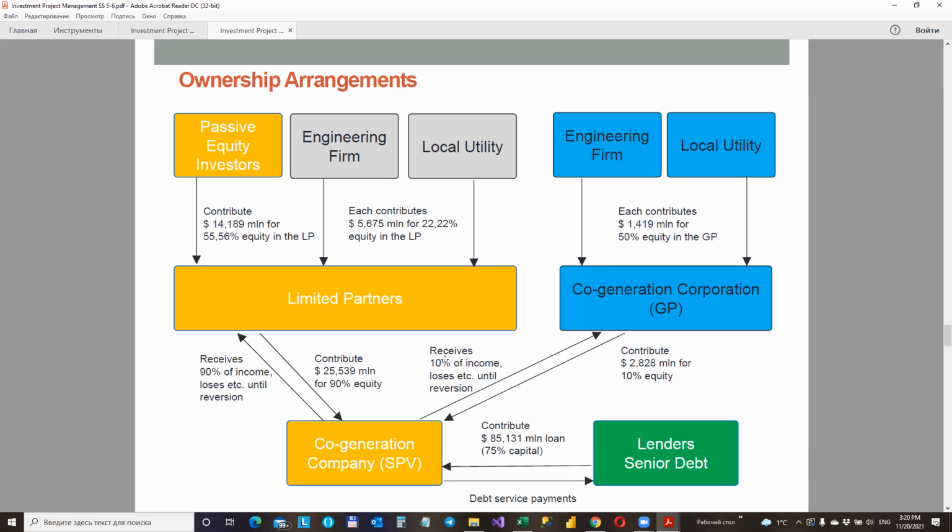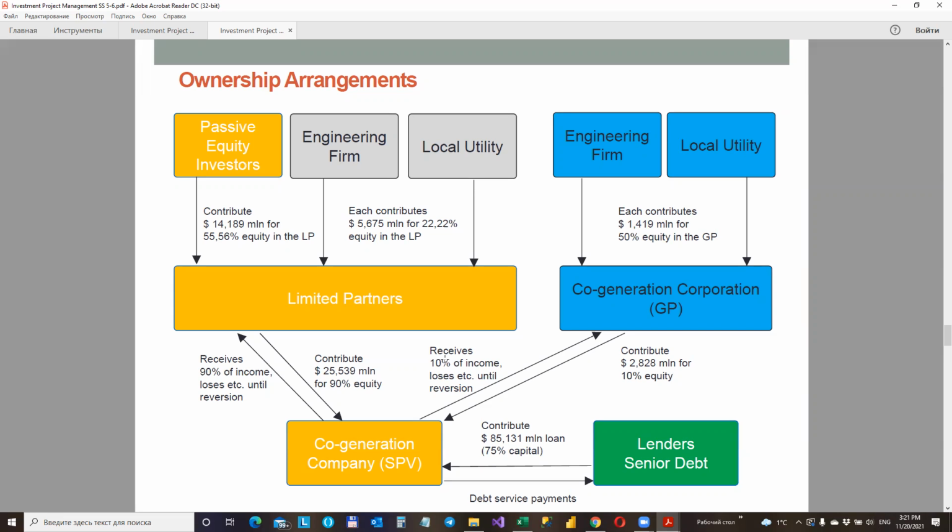This picture shows the initial capitalization of the cogeneration company following completion of construction. So it's the setup of the shares and their values after construction is complete. And total capitalization equals 113 million divided between long-term debt and equity.